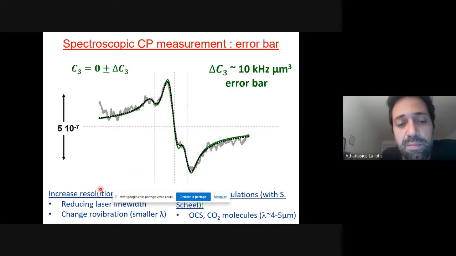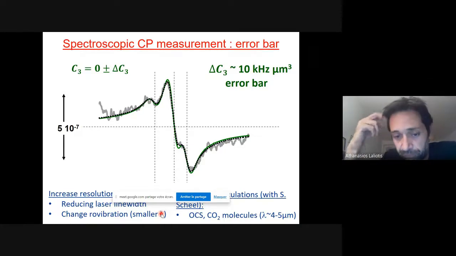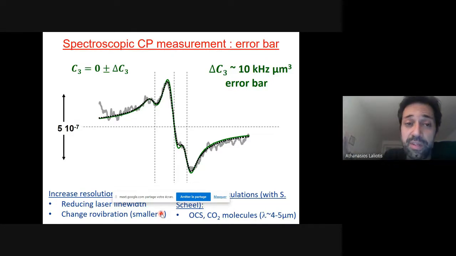And of course, this can be achieved by reducing the line width of the laser or by changing the rovibrational transition and the molecule that we're actually probing. And this would be beneficial because changing lambda will actually allow you to probe molecules closer to the surface. Remember, I told you that our technique probes at distances that are lambda over 2 pi. These are some things that you can think of doing in order to increase your resolution.